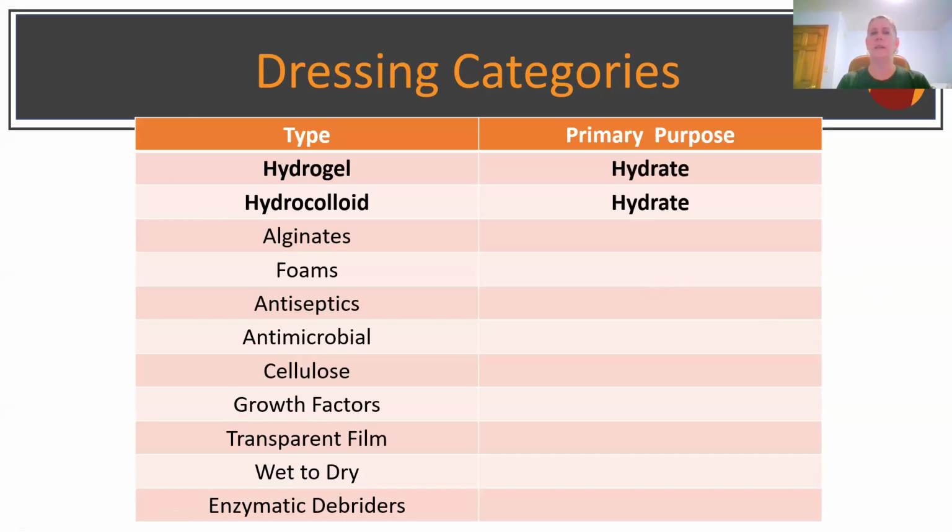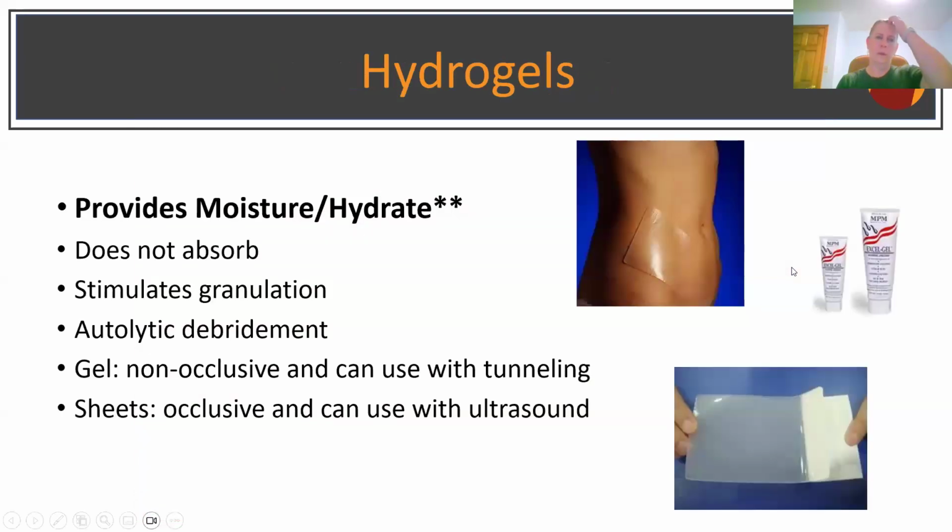Okay. I think we make wound care dressings harder than it needs to be. So I'm hoping that this chart will be very helpful. Okay. If I have a dry wound and I want to hydrate it, I want a hydrogel or a hydrocolloid. So they provide moisture, they hydrate. There's no absorption property because they're hydrating. That's the primary purpose.